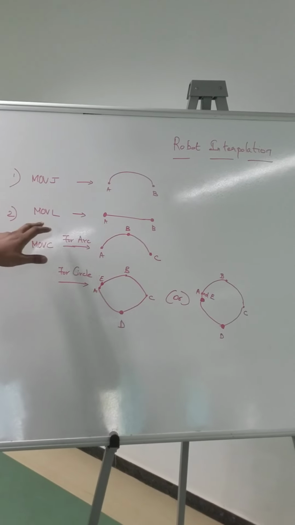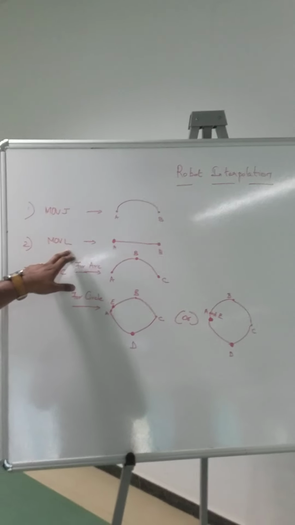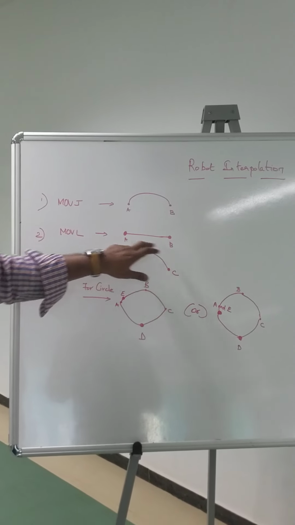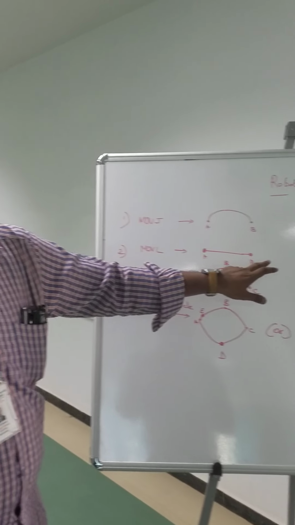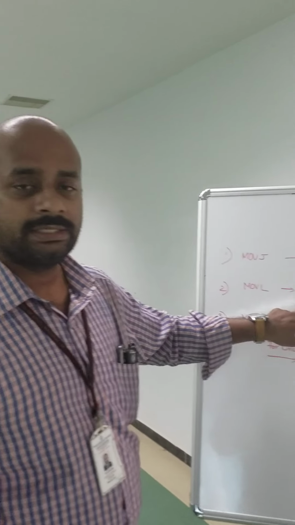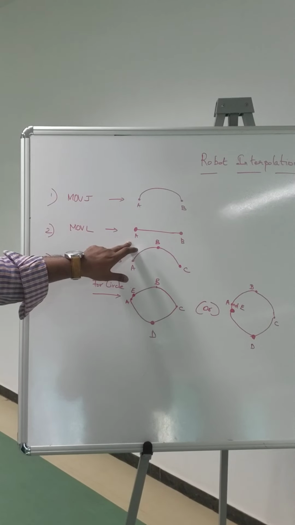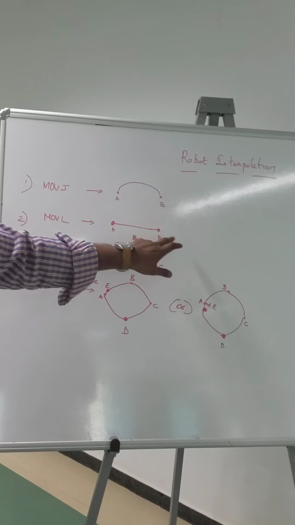MOVL is another interpolation method. It starts from point A to point B in a linear fashion. The joints choose the rotation such that the path of the trajectory is linear.